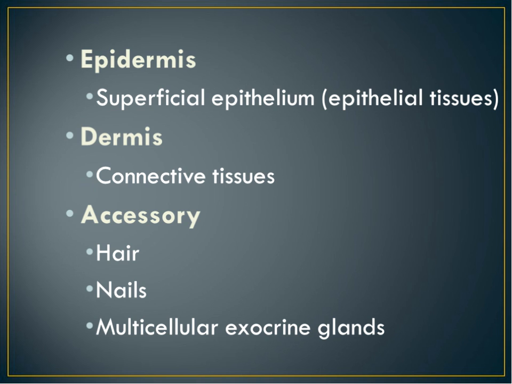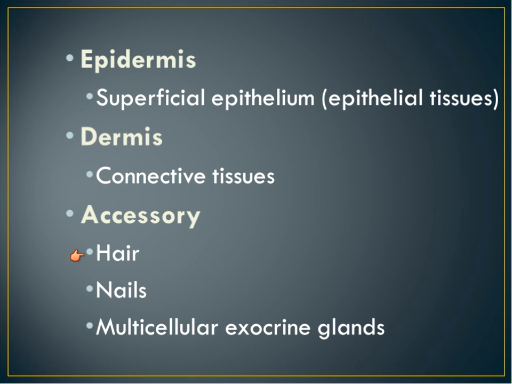So breaking down the cutaneous membrane into its various parts, we have that epidermis, which is the superficial layer. It's the outermost layer. Then we have the dermis, which is made out of connective tissue. And does anyone remember what type of connective tissue your dermis is made out of? Yep, areolar tissue. So we have our areolar tissue, and then we have these different accessory structures.